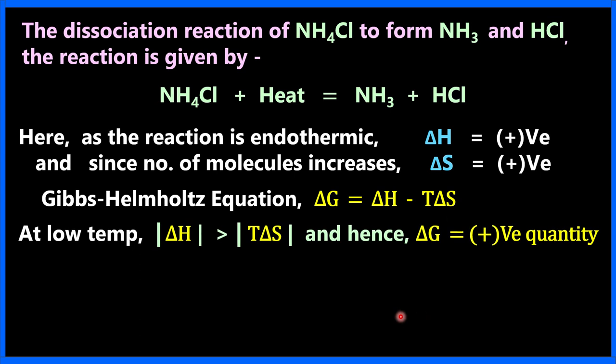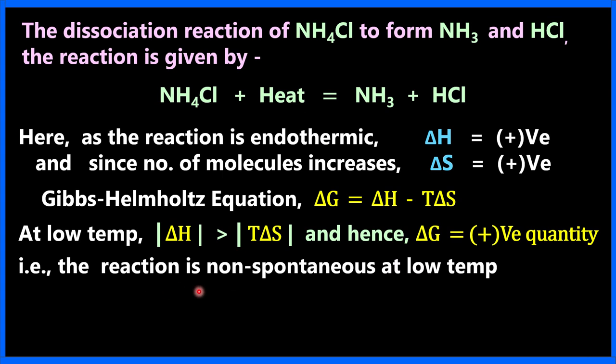At low temperature, we know that the value of delta H should be greater than that of T into delta S, and as delta H and delta S both are positive, therefore at low temperature delta G should be positive using this relation, and hence at low temperature the dissociation reaction will be non-spontaneous, that is, does not occur at low temperature. The reaction is non-spontaneous at low temperature.